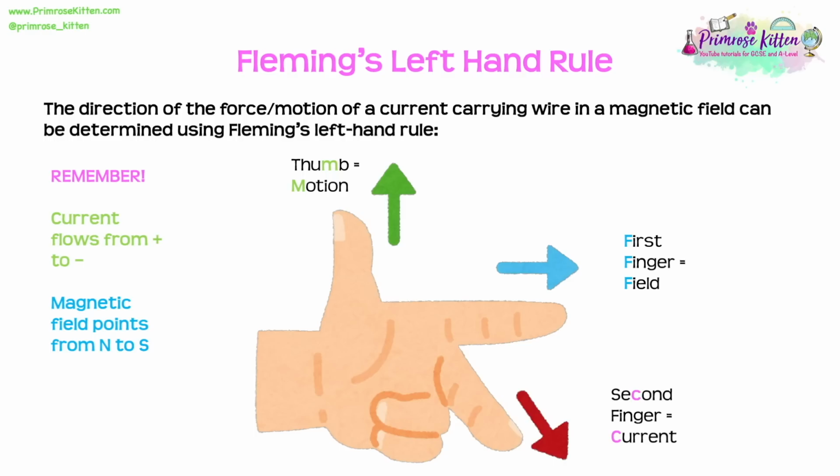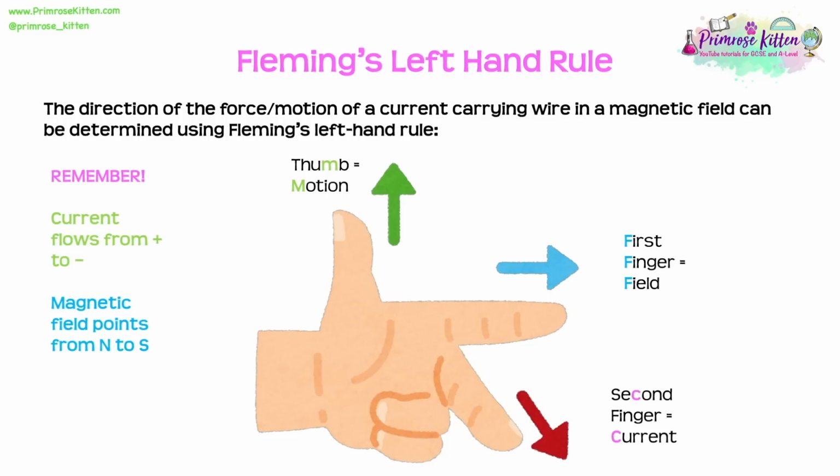Now, in a question, you'd normally be given two of these and asked to find the third. So line up the two that you know about, and then the third finger or thumb is going to tell you the direction of the thing that you're being asked about. Now, really important here, they won't always tell you, oh, the current is pointing this direction. They might instead have a positive and a negative, and they expect you to know that the current flows from positive to negative.